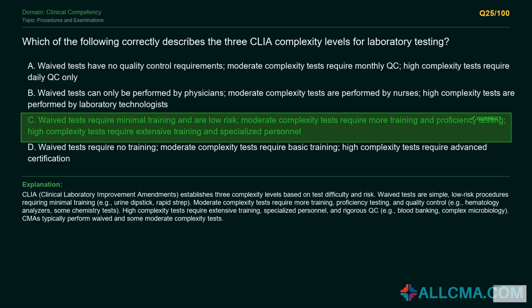The correct answer is C. CLIA, Clinical Laboratory Improvement Amendments, establishes three complexity levels based on test difficulty and risk. Waived tests are simple, low-risk procedures requiring minimal training, e.g., urine dipstick, rapid strep. Moderate complexity tests require more training, proficiency testing, and quality control, e.g., hematology analyzers, some chemistry tests. High complexity tests require extensive training, specialized personnel, and rigorous QC, e.g., blood banking, complex microbiology. CMAs typically perform waived and some moderate complexity tests.